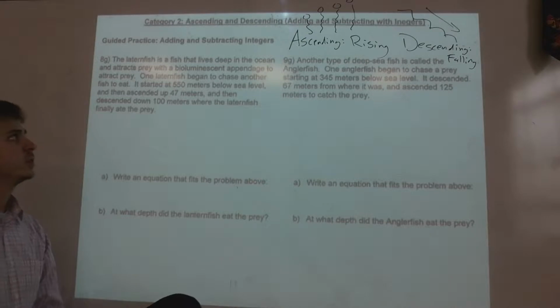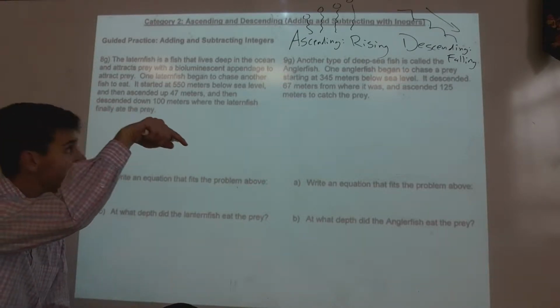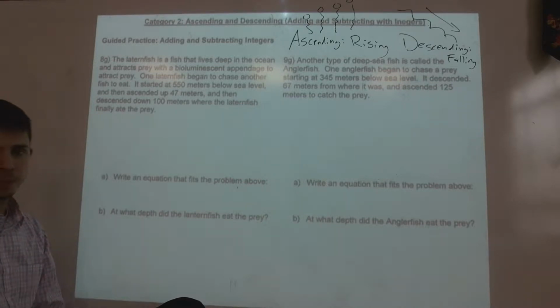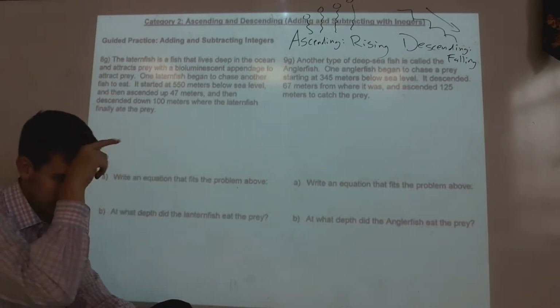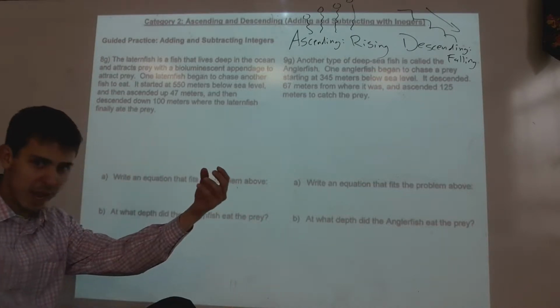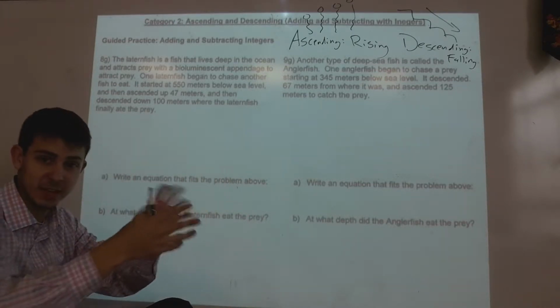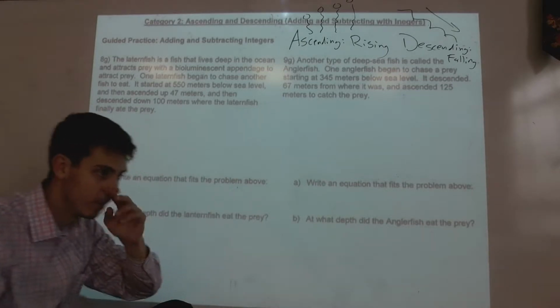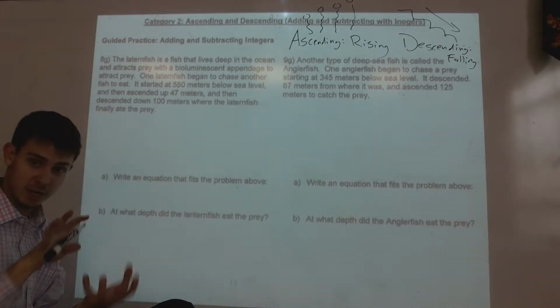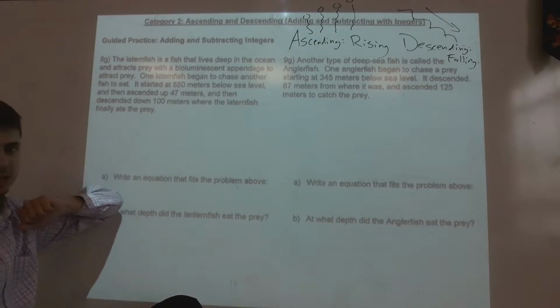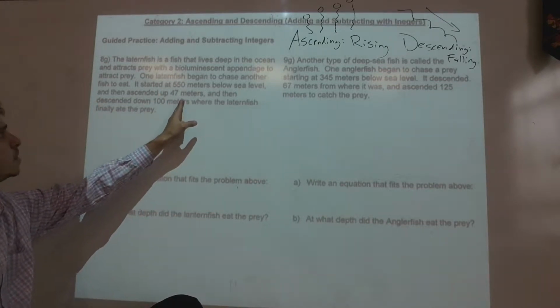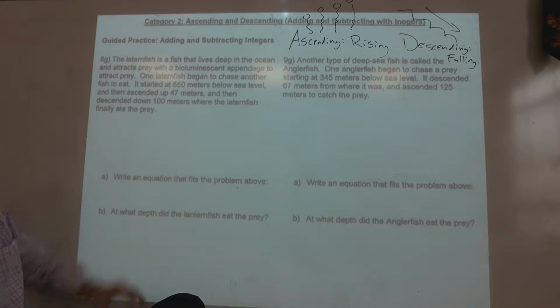The lanternfish is a fish that lives deep in the ocean and attracts prey with a bioluminescent appendage. It has this little flashlight bulb type of thing that sticks out from its forehead, and fish really deep in the ocean see it and get attracted to it, so they swim to it. And then once the fish is right near, the lanternfish eats the other fish. And there's several fish like this. They live deep in the ocean.